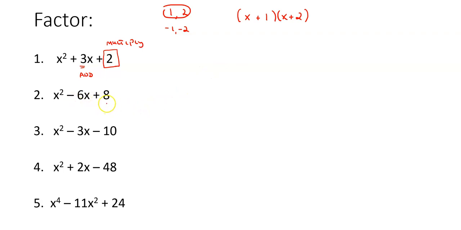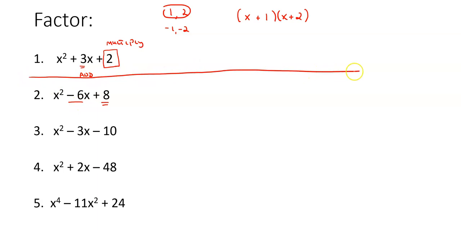All right, look at the second one. Second one, x squared minus 6x plus 8. So I'm looking for factors of 8 that add up to -6. So I'm looking for two numbers that multiply to be 8 and add up to be -6. So if they multiply to be positive 8, first thing I know is then they must have the same sign.